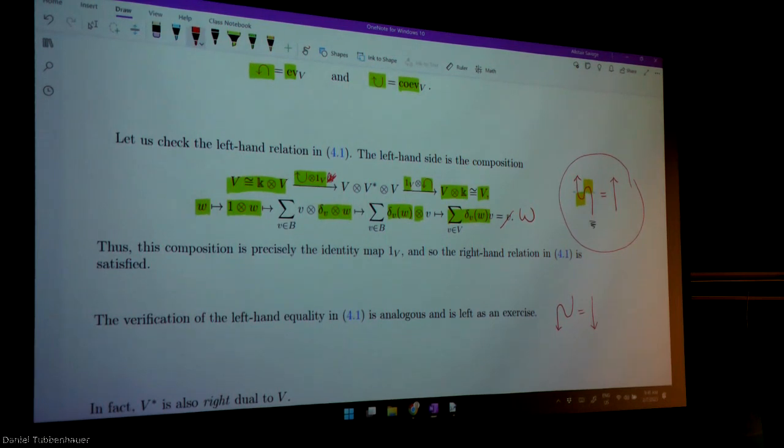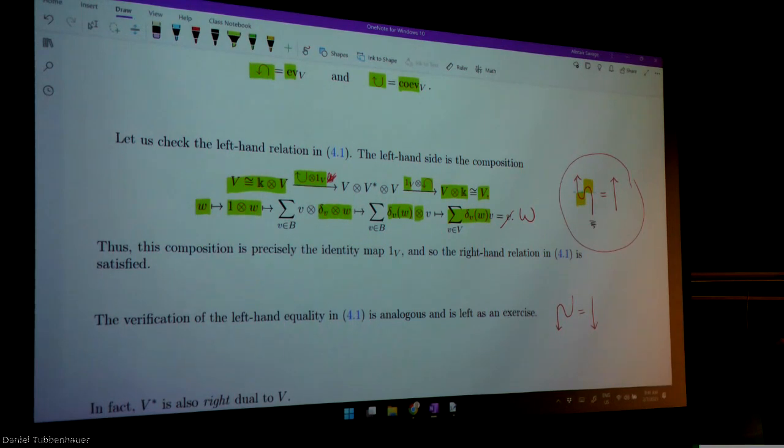And so you can do the other relation, this one, in exactly the same way, or it will follow from something that we're going to show later, that because we've actually got some symmetry in this category of vector spaces, being left dual implies that it's also right dual. But you could also just check this in the exact same way. Okay, any questions on that computation?